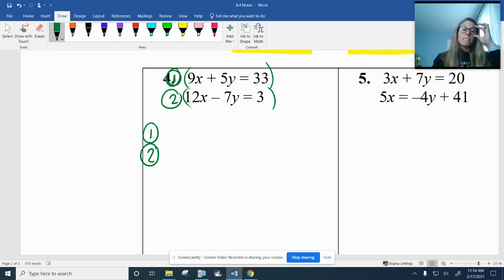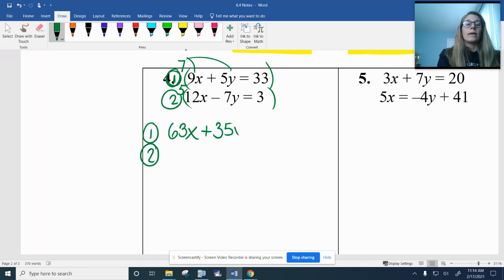How do I choose? Well, the 5 and the 7 are already opposite signs, and I just have to multiply them by the opposite number there. So I'm going to go with that. 7 times 9 is 63x. 7 times 5 is 35y. And 7 times 33, I believe, is 231.